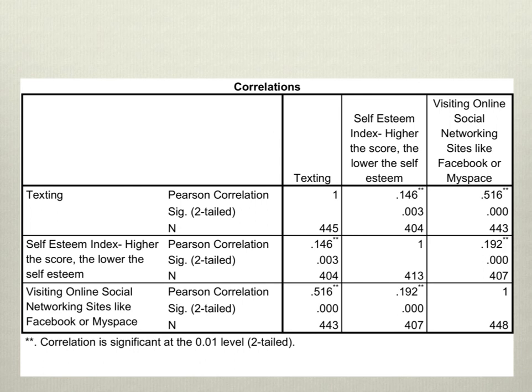We also see that there's a statistically significant relationship between self-esteem and visiting online social networking sites. P equals 0.000. Pearson's R equals 0.192. Weak, but worth noting. And interestingly, there is a statistically significant relationship between texting and visiting online social networking sites. Though I suppose that's not surprising. High technology use in one area is likely to predict high technology use in another. In this case, P equals 0.000 and Pearson's R is 0.516.